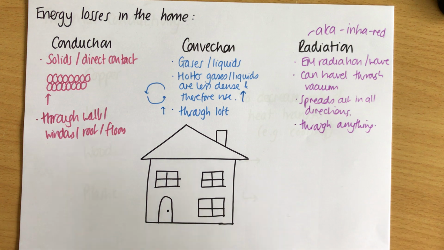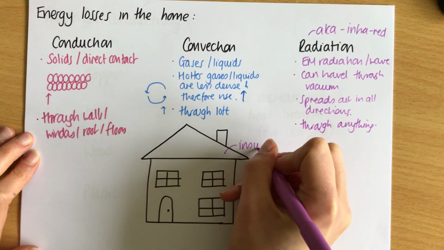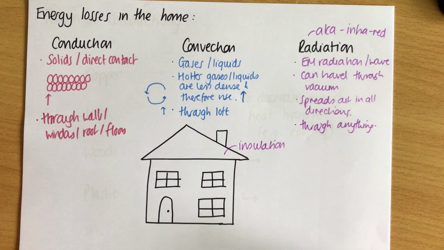For this section, just want to think about how we can try and reduce energy losses in the home. So there's some really common things. If you just look around your house now, there's some stuff that you will take for granted. So for example, in your roof, you'll have insulation. So we insulate the roof to try and reduce energy losses.